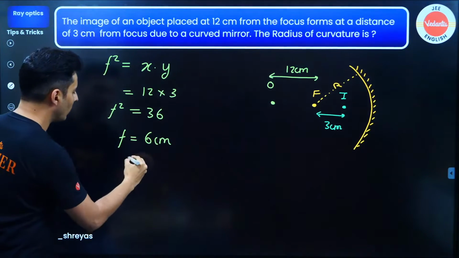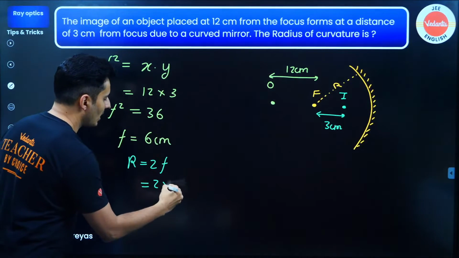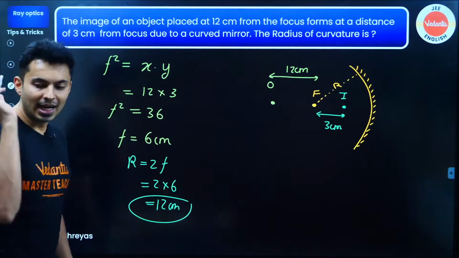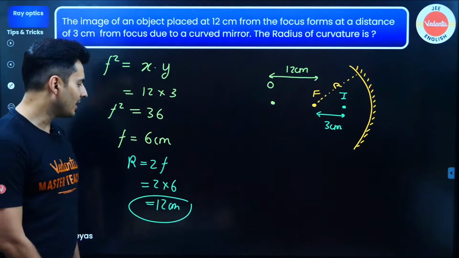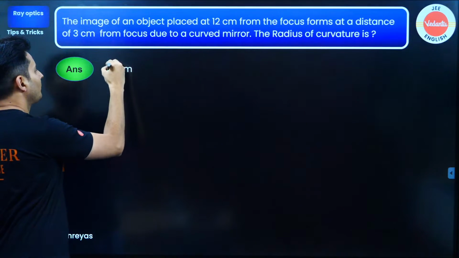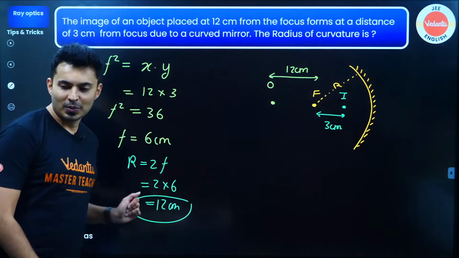But we all know R is equal to 2 times of F. So it will be nothing but 2 into 6, which is nothing but 12 centimeters. That is the answer. I think I need to correct it over here. This was supposed to be 1, not 72. This was 12 centimeters. Is that clear, my dear students?